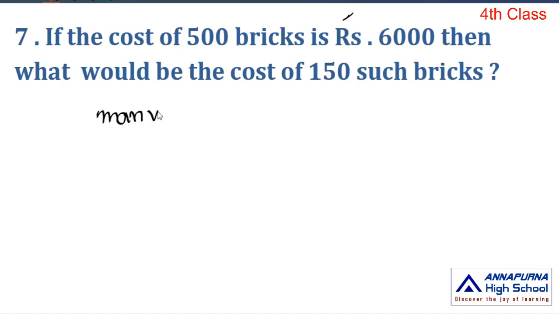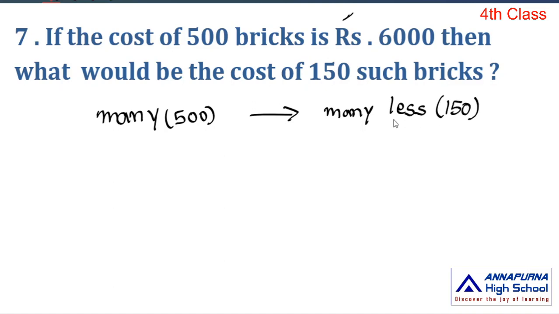Many, he gave the many, that is 500. And what he's asking, he's asking many less. 150 is less than 500, no, ma. He's asking 150. So how do we get it, ma? By using the unitary method, we solve this sum. Which method, ma? Unitary method.